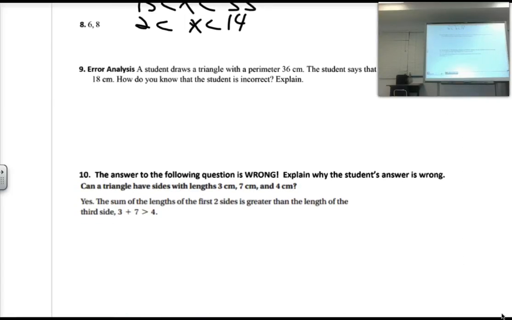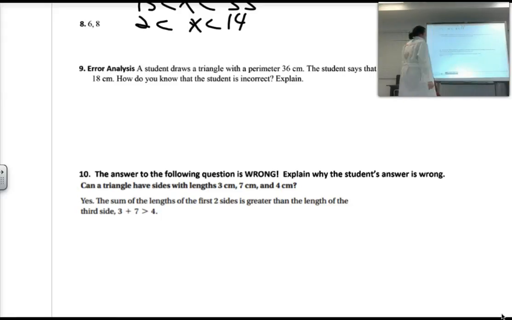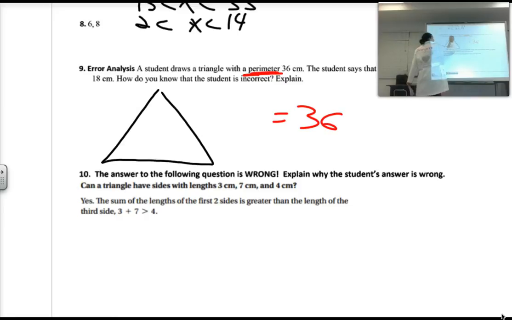Now the last two, error analysis: the student draws a triangle with a perimeter of 36. The student says the longest side measures 18 centimeters. How do you know the student is incorrect? For a problem like this, you need to know what perimeter means. So I know that perimeter of a triangle equals 36, and I know one of those sides is 18. I'm not sure what the other two sides are, so I'm going to just name them variables x and y.